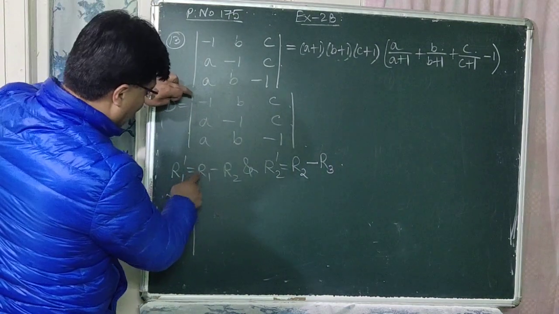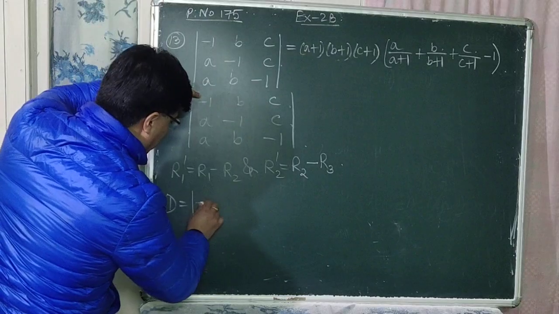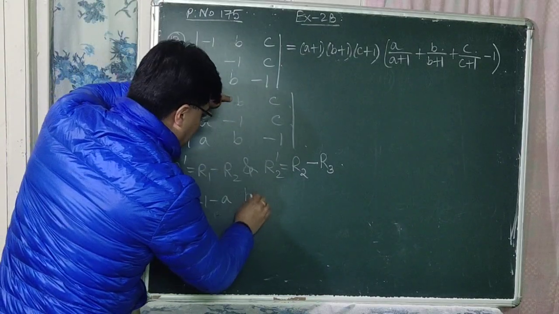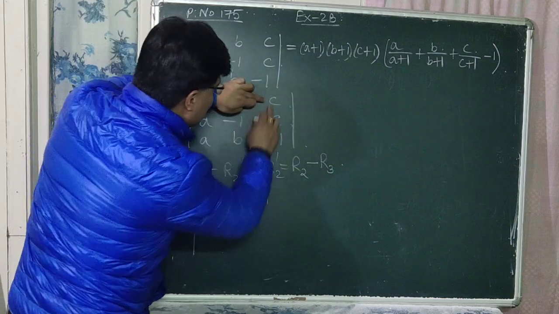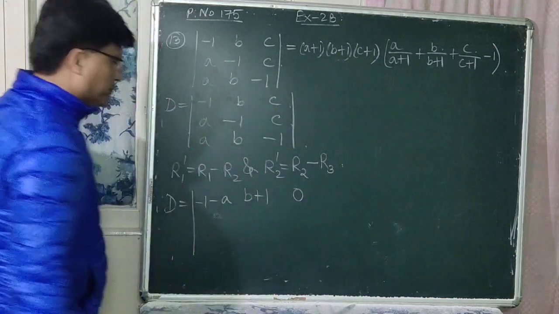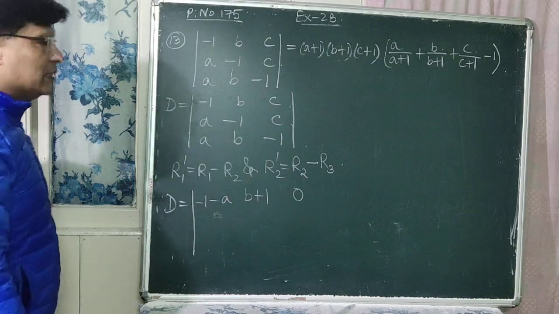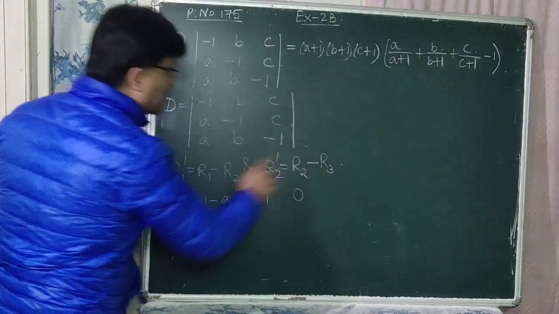Next. So therefore D is equal to, now write down the new first row. What is new first row? R1 minus R2, minus 1 minus A. Next, B minus minus plus 1, B plus 1. This is C minus C is 0. Is that right? Okay.